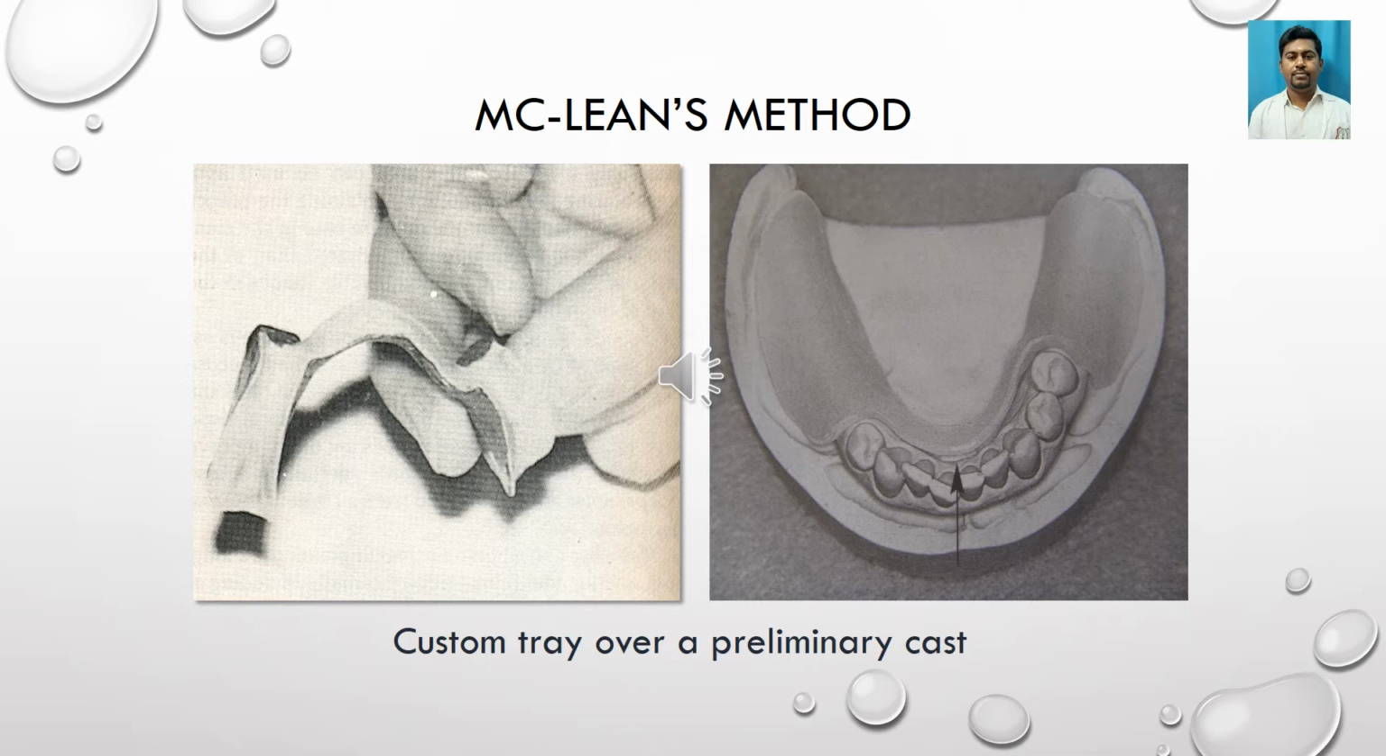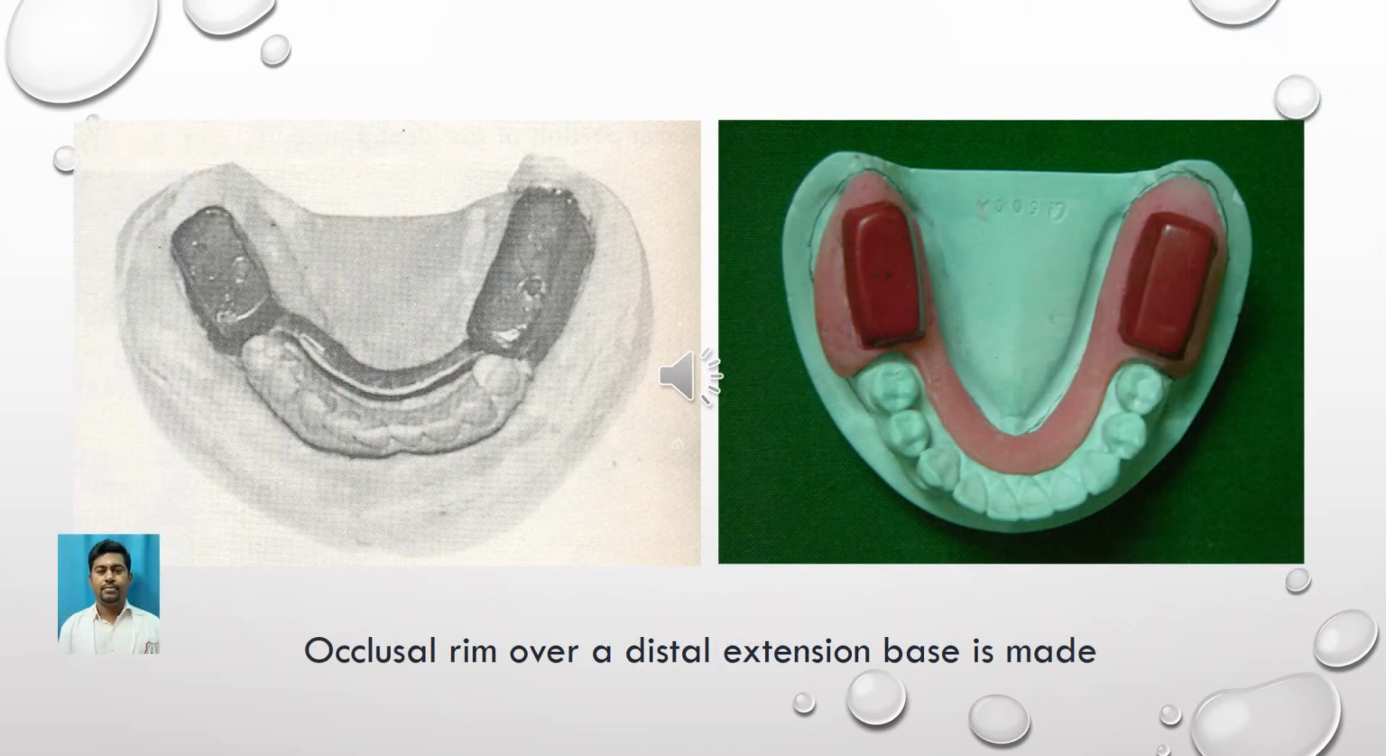You might see the difference in the outline of the custom tray compared to the previous illustration. Here, the occlusal rim is fabricated on top of the custom tray. Then the jaw relation is recorded. The occlusal rim is done for the purpose of recording your residual alveolar ridge in the state of function, that is, during mastication, when applying a masticatory force.